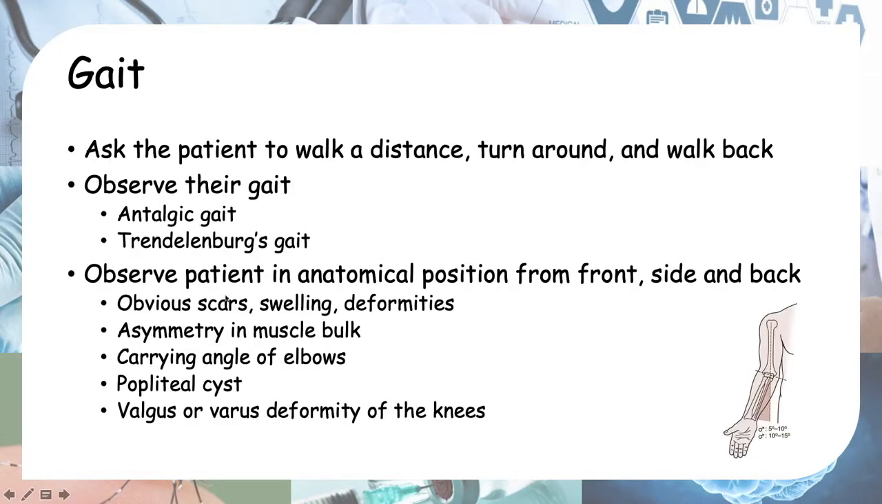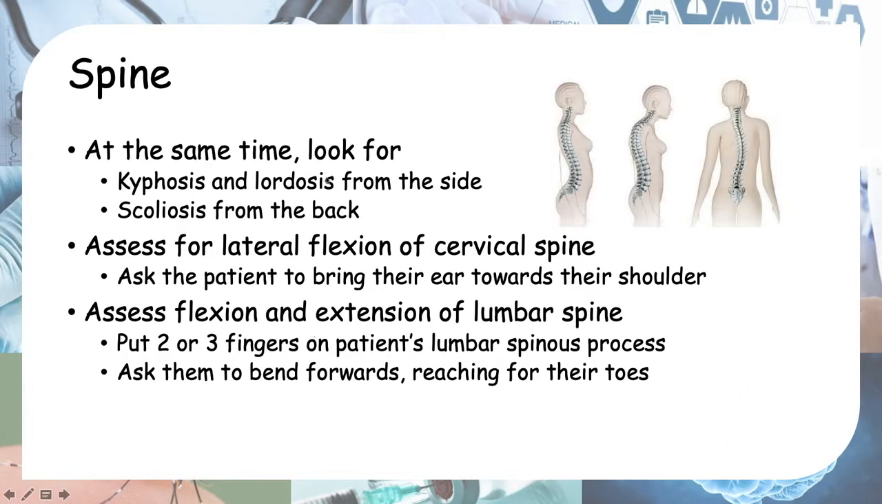Okay, so the patient is still standing, right? At the same time that you're observing for all these, when they are standing in the anatomical position, you also look at their spine. So when you're looking from the side, you're going to be looking for kyphosis and lordosis. Kyphosis is a shape K, so it looks like this. And lordosis, you're standing like a lord. From the side, you can see that. And then from the back, you're going to be looking for scoliosis. Looks like the letter S from the back.